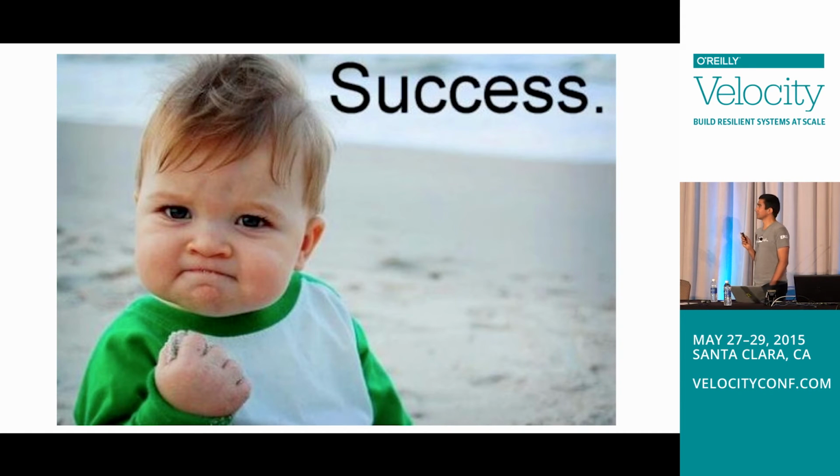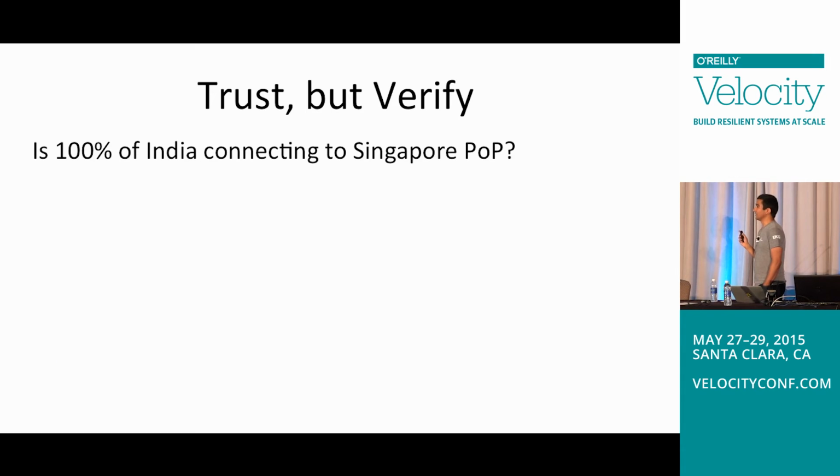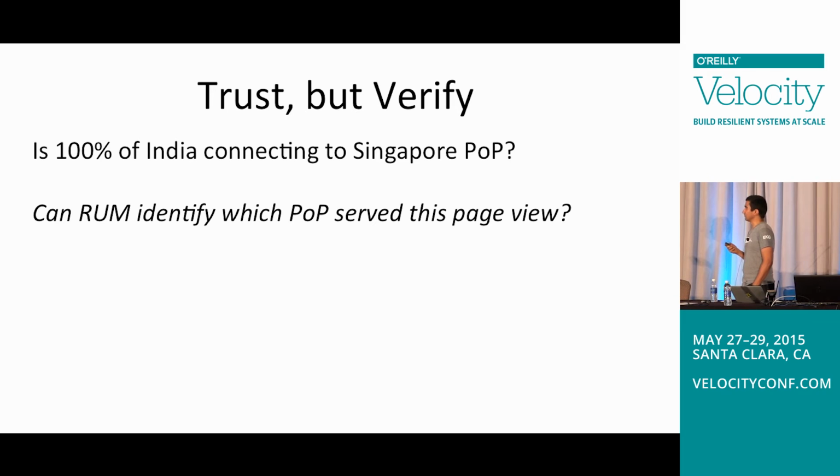Success? No, it's not success. Obviously, it's not the end of it. In general, my philosophy is that whenever you make major decisions, you should always verify. You should always verify what change you did, and whether it actually had the impact that you expected. For example, we decided India should go to Singapore; we should verify whether 100% of India is still going to Singapore or not. How can you do that? Maybe we can use RUM to identify this. In general, can RUM identify which POP served a particular page view?